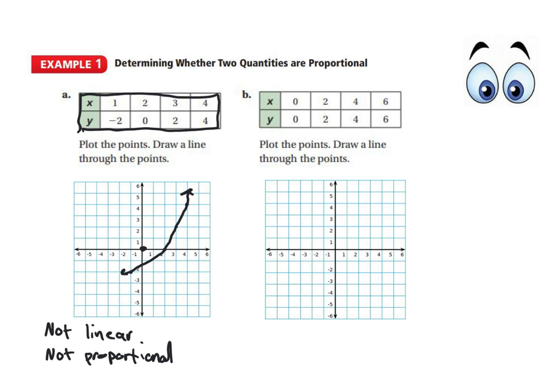So with that being said, just by looking at the table in example B, you can tell immediately that this is proportional if it's linear. So let's graph the points. 0, 0, 2, 2, 4, 4, and 6, 6. It is linear. It's a straight line. It is proportional because it goes through the origin 0, 0, and because the table has the point 0, 0 right there.